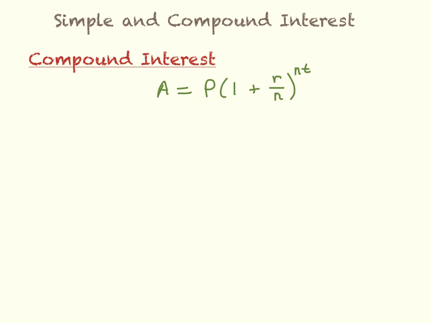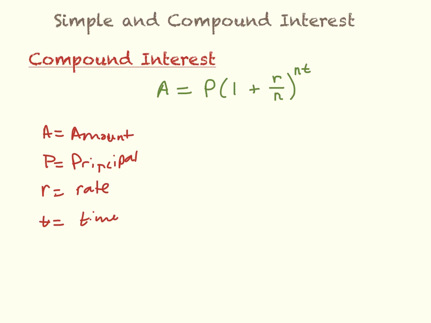Okay, so what each of these means is the A is the amount you're looking for. The P is still the principal amount, or the starting amount. The R is still the rate, and the T is still the time in years. Now the only new thing is the N. The N is what we call the number of compoundings.